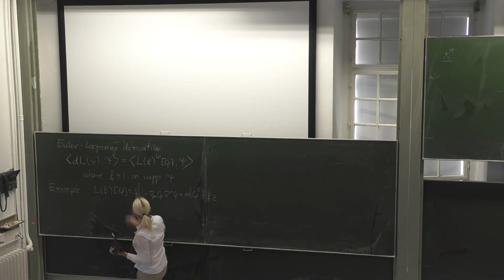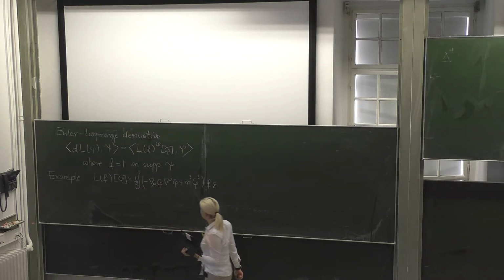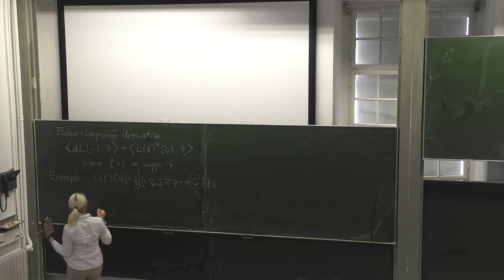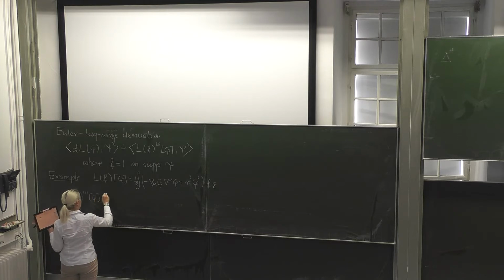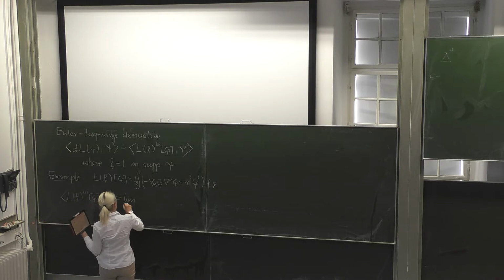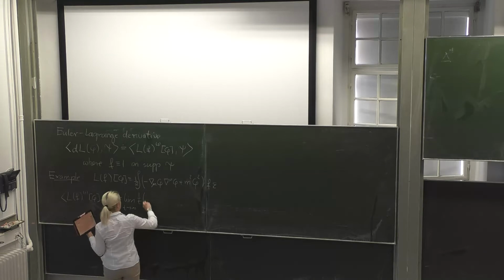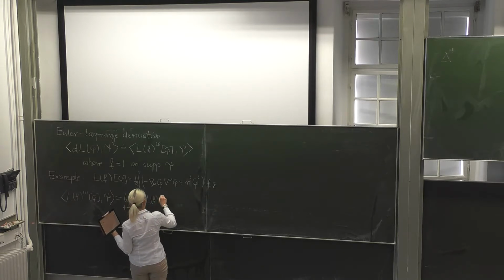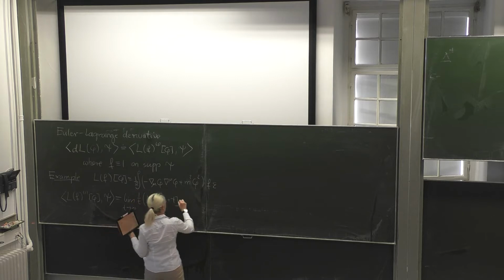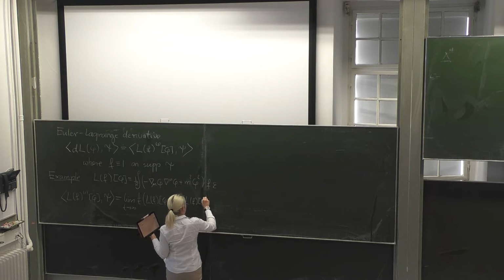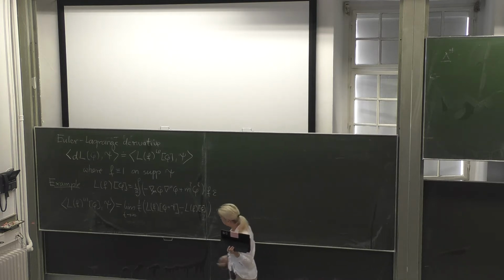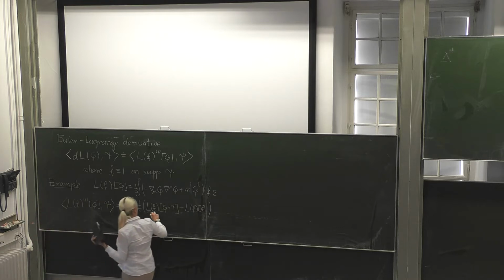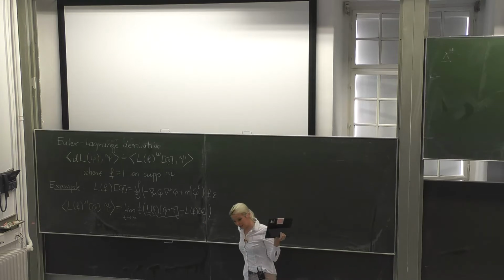And now we want to compute the derivative according to this definition. So first of all, I recall the definition of the derivative. This, at phi in the direction of psi, was defined as the limit t going to 0 of 1 over t times L of f at phi plus psi minus L of f of phi. So that's the difference quotient definition. And first of all, we have to compute this shift and then see what comes out.